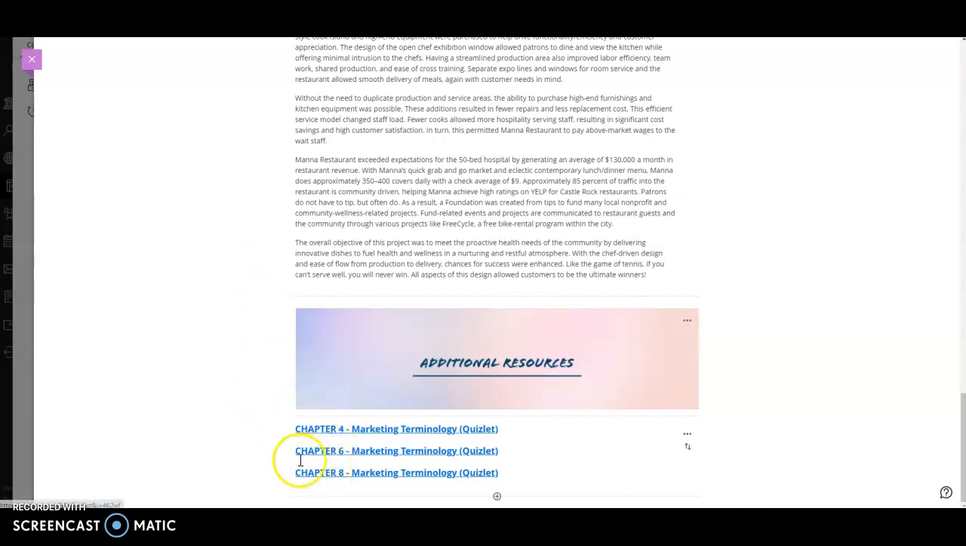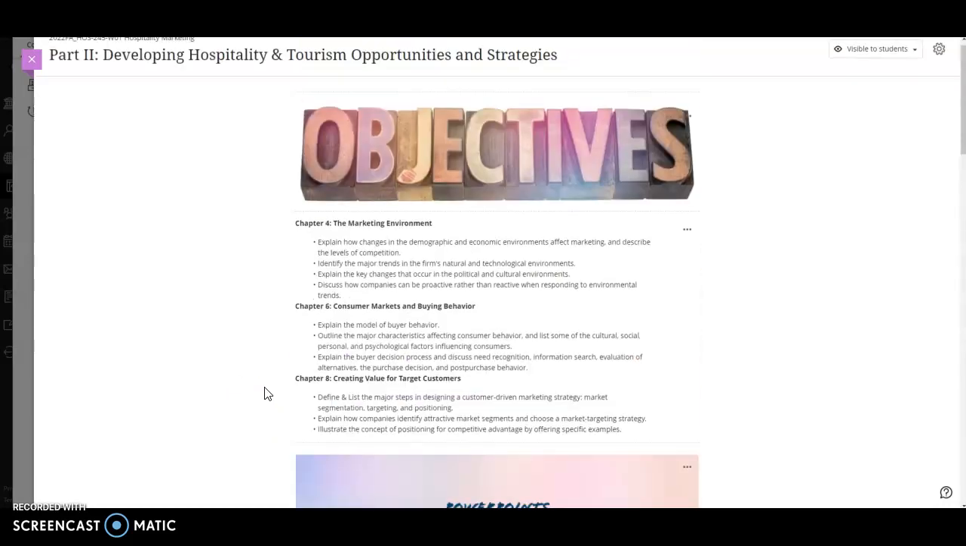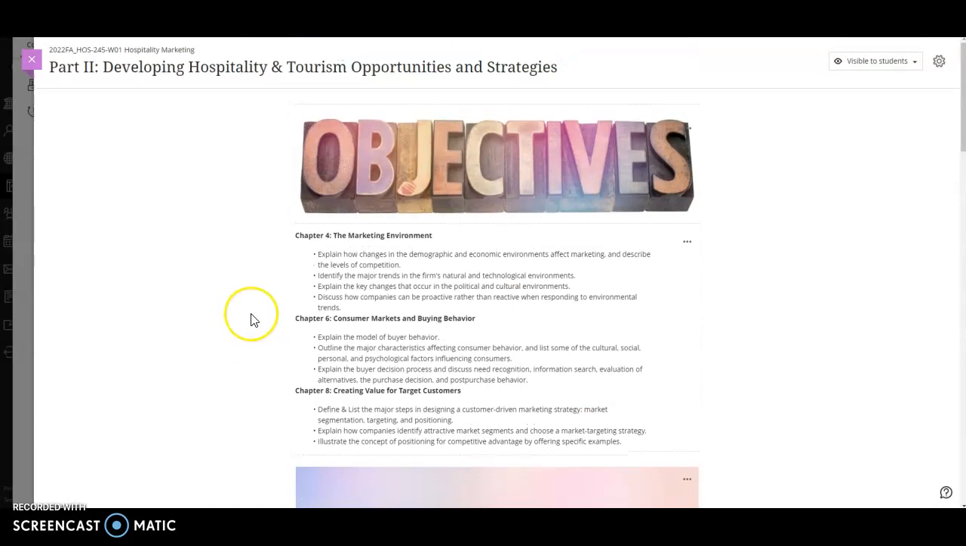Terminology is there for you for our Quizlet flashcards. Chapters 4 and 6 are rather short in terms of terminology, then chapter 8 is a little bit longer, but still gives you information and ways to check yourself on some of those key terms that we see throughout the chapter, points of emphasis, if you will.